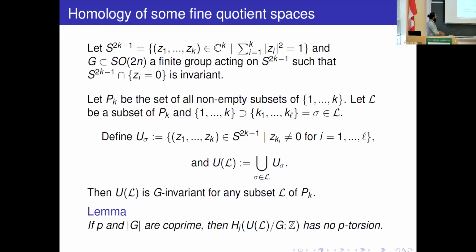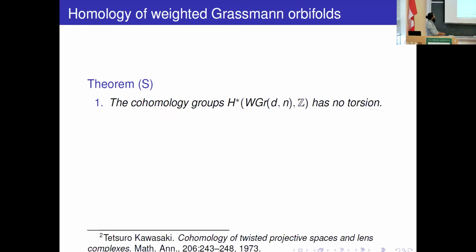So if P and the order of this group are coprime, then this has no P-torsion. Why is it important? Because I want to make my Grassmannian as a sequence of cofibrations, or I can obtain that sequence of cofibrations, where I need a map from this space to that one, to make the mapping cone or cofibration. As a result, I can get that as a cohomology group, this has no torsion.